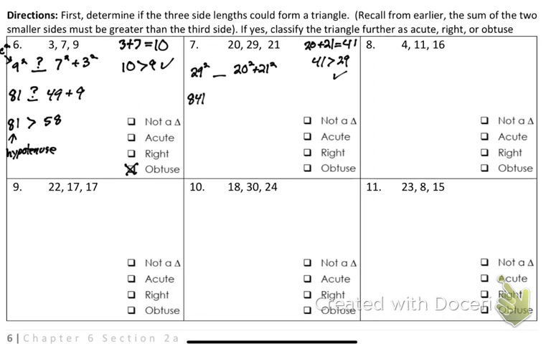841. Now help me out here. I want both of these added together. Your calculator can do both of these. You don't have to do each individual one. What happens if I plug 20 squared plus 21 squared into my calculator? So I'm doing 20 squared plus 21 squared. It equals 841. Can someone raise your hand and tell me what it means if they're equal to each other? Well, it's a right triangle. So this is a right triangle.